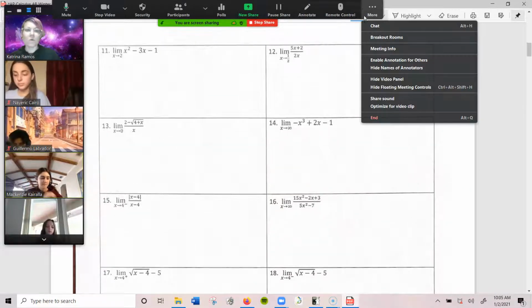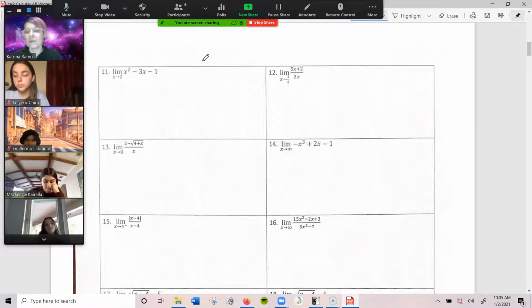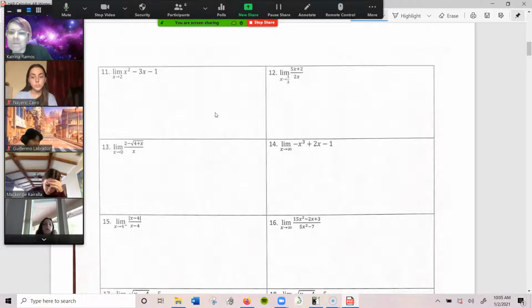Okay, so for number 13, to find that limit, since x is approaching zero, if you plug in zero, that's always the first thing you want to try, direct substitution, the denominator would be zero. But since you have that square root, we have to use the conjugate method. So you would have had to multiply by 2 plus the square root of 4 plus x to both the numerator and the denominator.